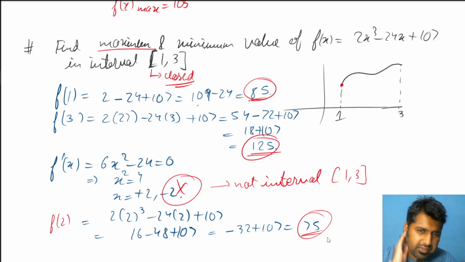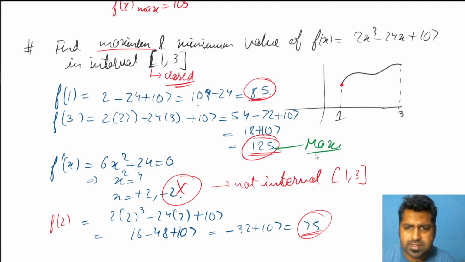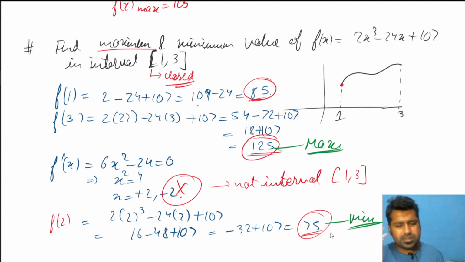So out of these three values, if I ask you to choose the maximum and minimum, I think you can clearly choose. This is the maximum value of f x, and this one is the minimum value. So just use your common sense for this. You don't have to do the double derivative if the question is asking only for the maximum and minimum values.